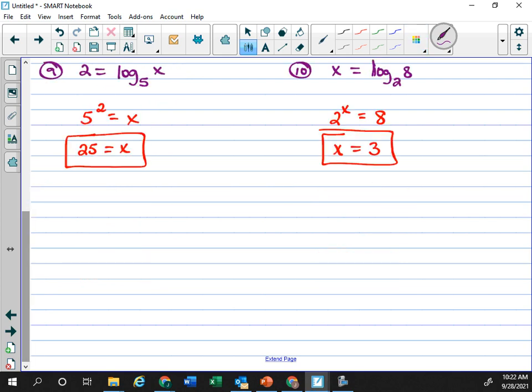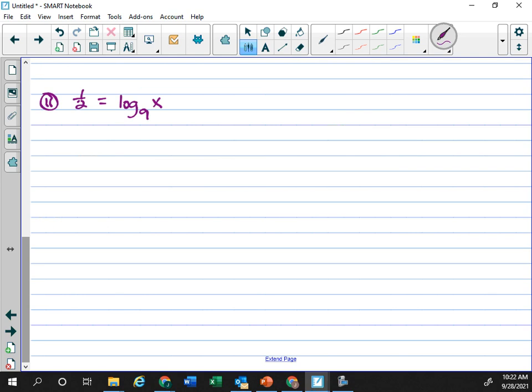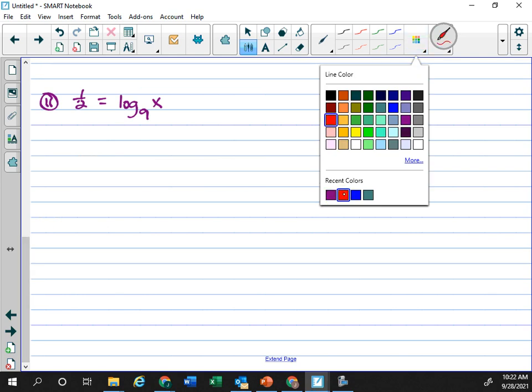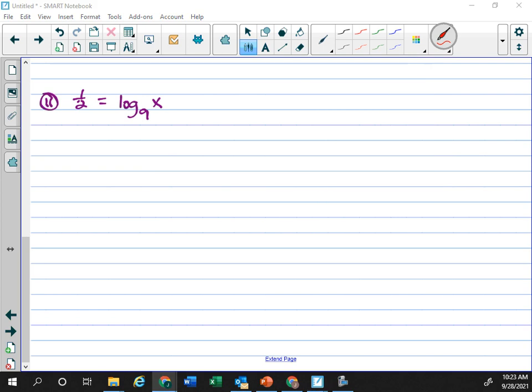Let's do one more solving. All right, 1/2 equals log base 9 of x. Try and solve that one for me.